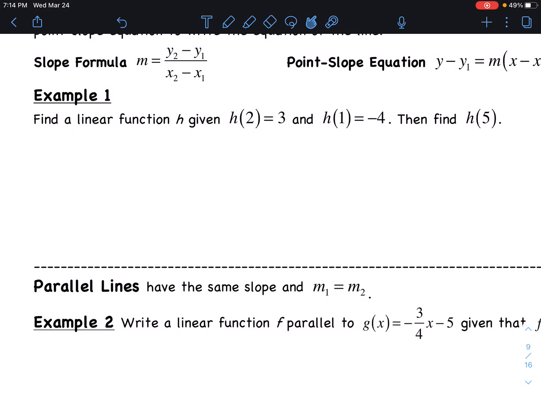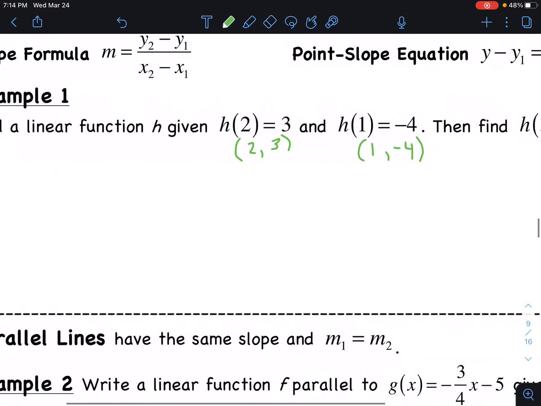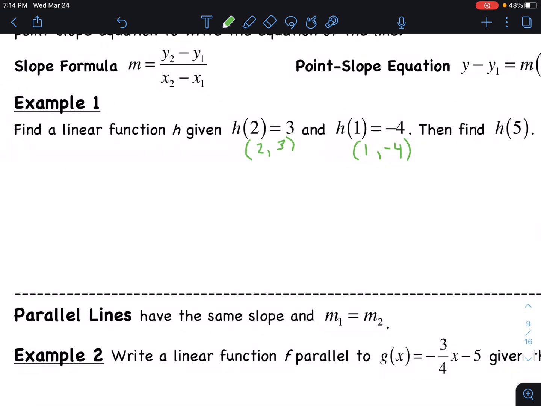First it says, find a linear function h, given h of 2 equals 3 and h of 1 equals -4. Let me stop you right there. Before I go on further, these are actually two points, and these are the two points that we're going to be using. It says, then find h of 5. What that means is get me an output when the input x is 5. That will be for later, after we get an equation.